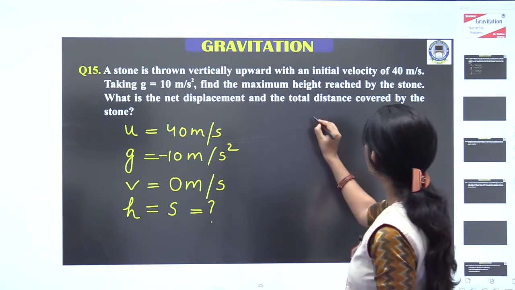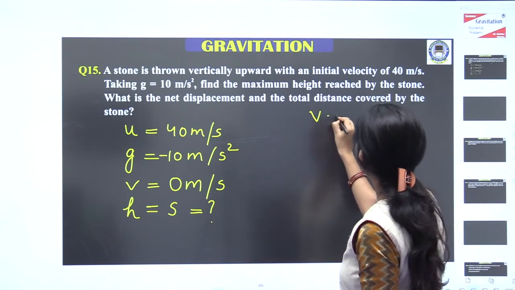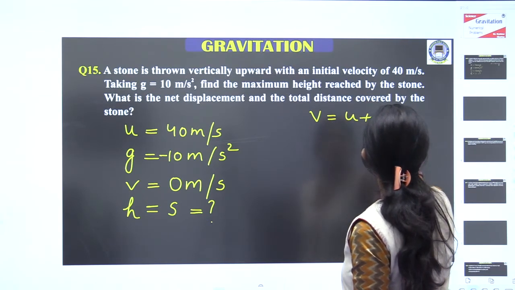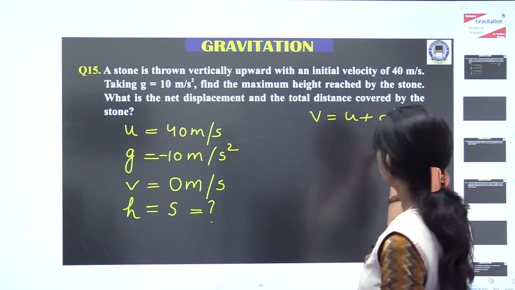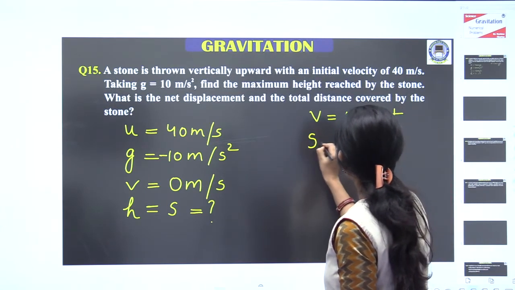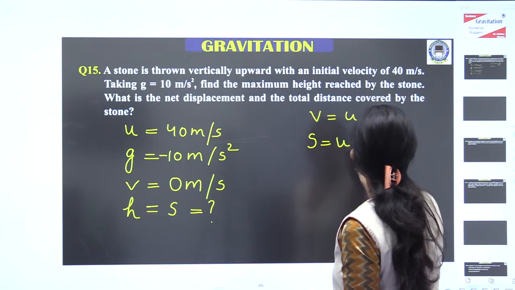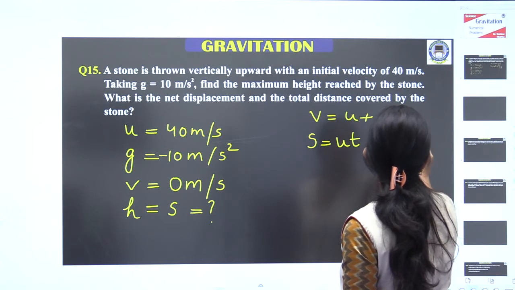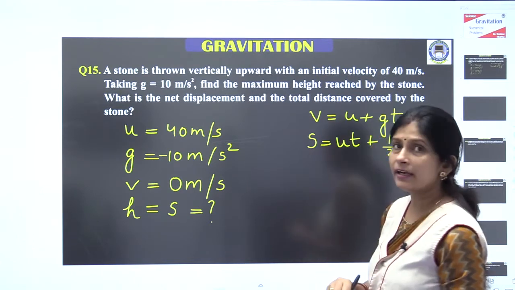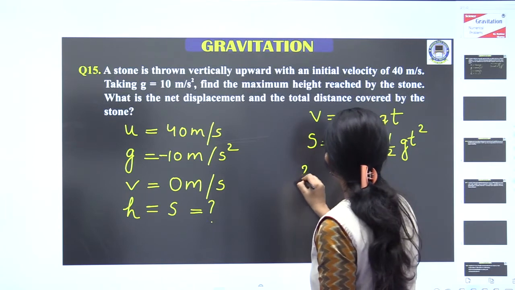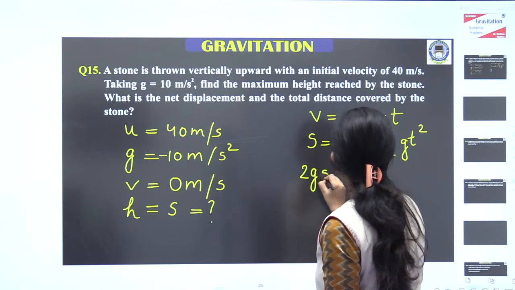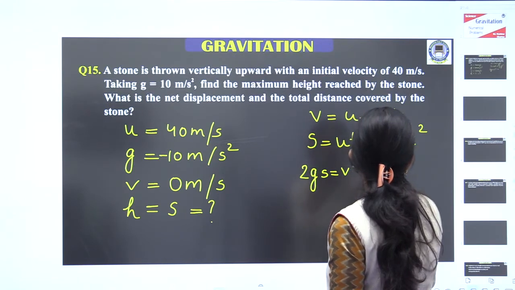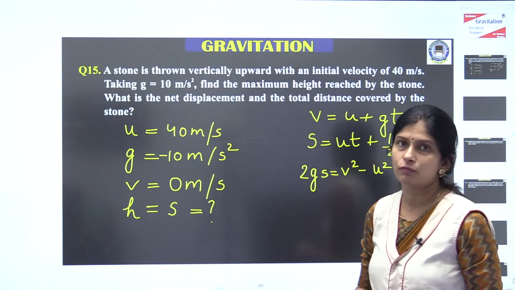Now we have three equations of motion. v is equal to u plus gt. This is the first equation of motion. S is equal to ut plus half gt square. This is the second equation of motion. 2gs is equal to v square minus u square. This is the third equation of motion.